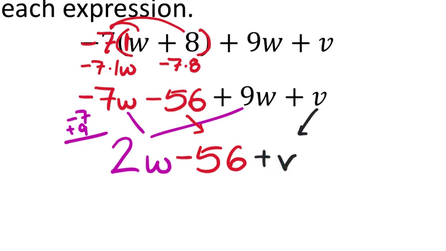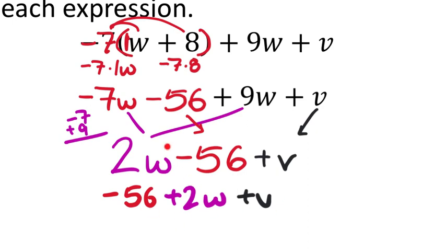But there's, I think there's like 6 different ways to write this. You could have written maybe negative 56, positive 2W, and then your positive V. And then, like I said, there were several other ways to do it, but there's 2 for you, okay? Either one of these will do, but there were more.